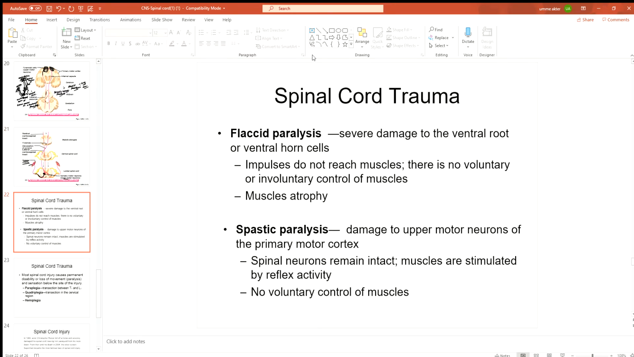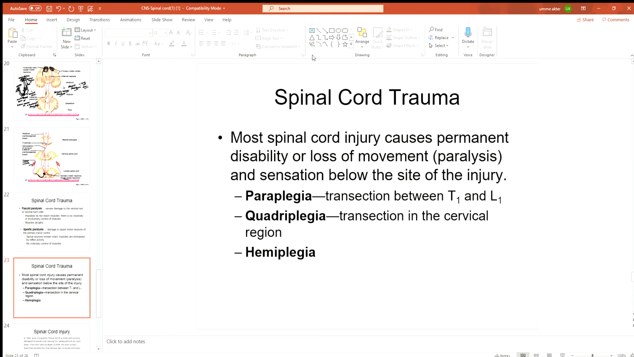Okay, so you see here flaccid and spastic paralysis. Trauma to the spinal cord injury can cause some disabilities of movement or paralysis: paraplegia, quadriplegia, and hemiplegia. Paraplegia, if transection or injury occurs in the spinal cord between thoracic 1 to lumbar 1, that means mostly in the thoracic part of the spinal cord. So where the transection occurs or injury occurs, the body part below that will be paralyzed. That makes sense. That part will be disconnected from getting the signal from the brain, right?